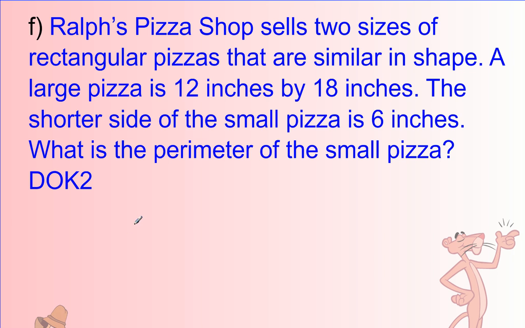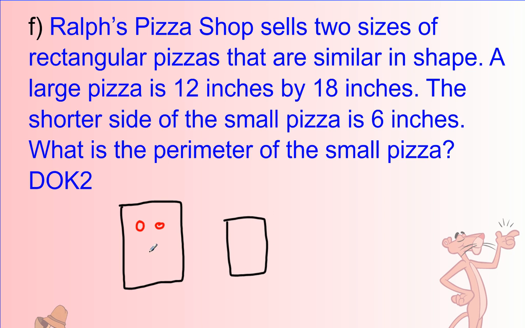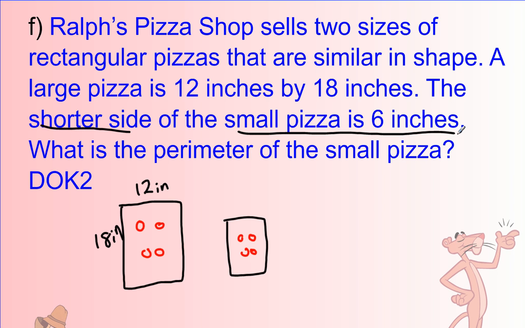Alright, so picture time. We need two rectangular pizzas. So there is one, there is another, and let's throw some pepperonis on there for good measure. Love them. Alright, so we've got our two pizzas. This large pizza is 12 inches by 18 inches. The shorter side of the small pizza is 6. So here's my small pizza. The shorter side is 6 inches. What is the perimeter of the small pizza?